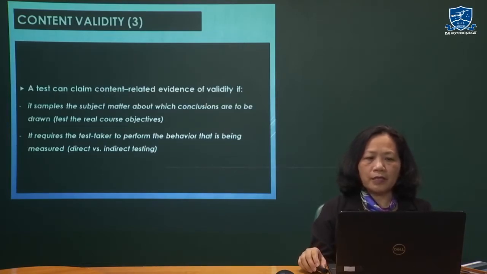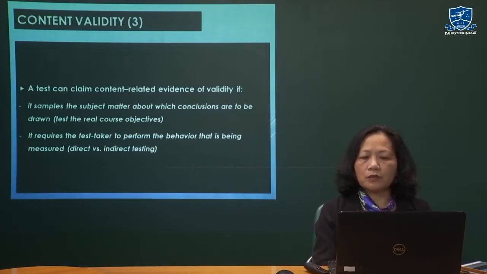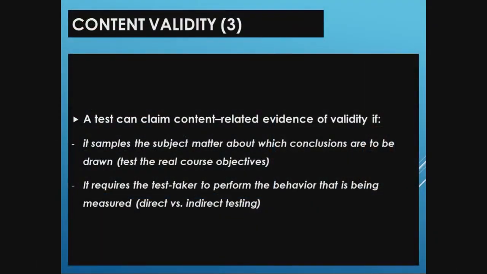A test can claim content-related evidence of validity if it samples the subject matter about which conclusions are to be drawn. So it tests the real course objective, and it requires a test taker to perform the behavior that is being measured. So here the story is about direct or indirect testing. There's always a struggle between reliability and validity in direct and indirect testing.